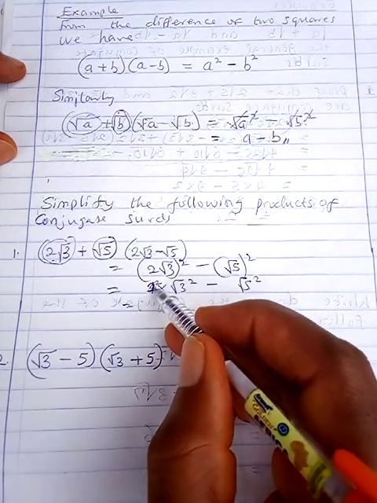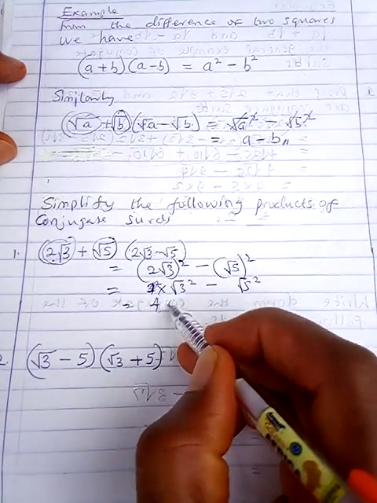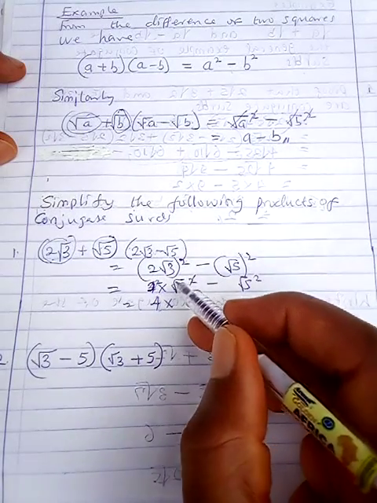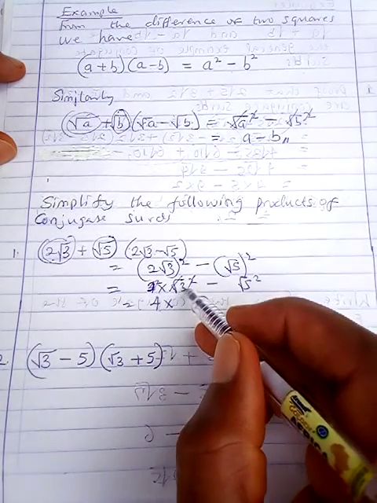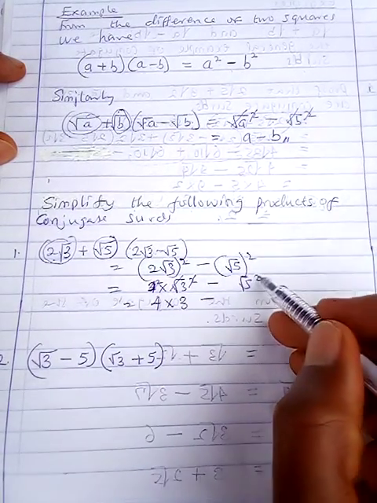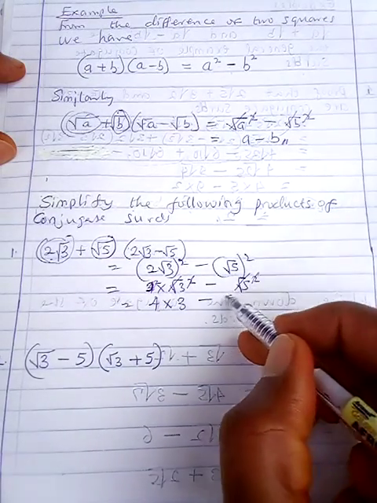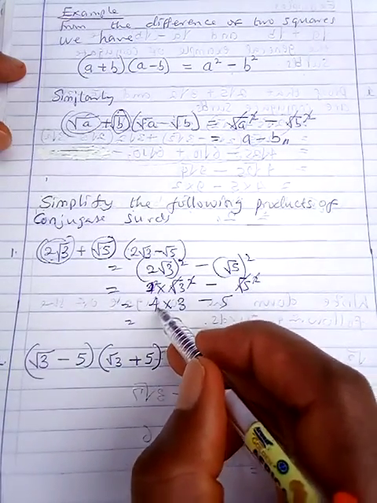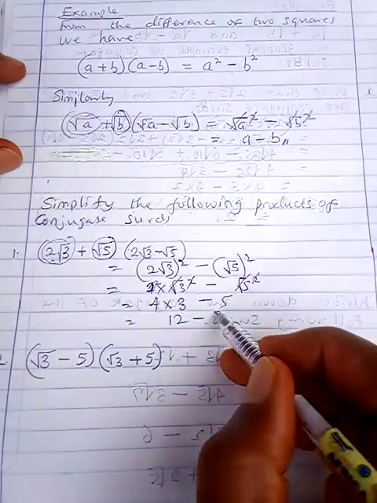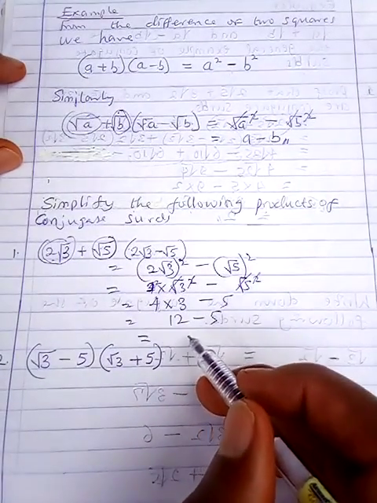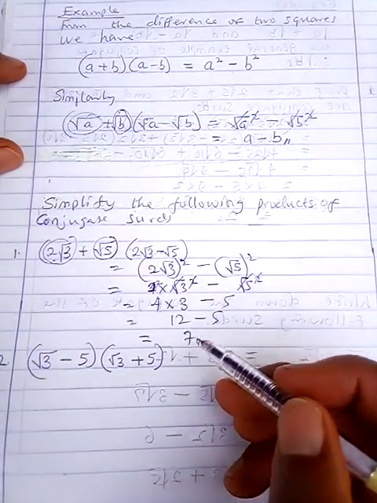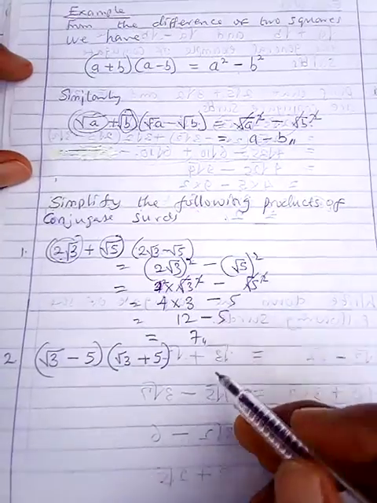Now here we have 2 square, which is 4, multiplied by, now this square here will take out the square root, so we'll be left with 3, and here the square takes out the square root, so we'll be left with 5. So that gives us 4 times 3 is 12, minus 5, and that gives us 7. So this is how to find the product of conjugate Surd.